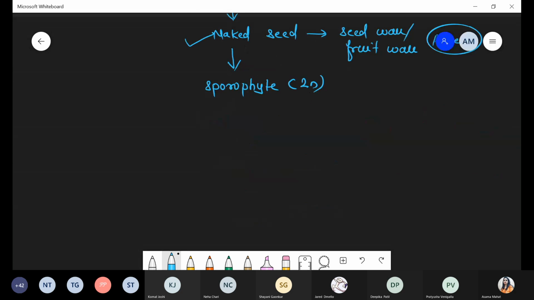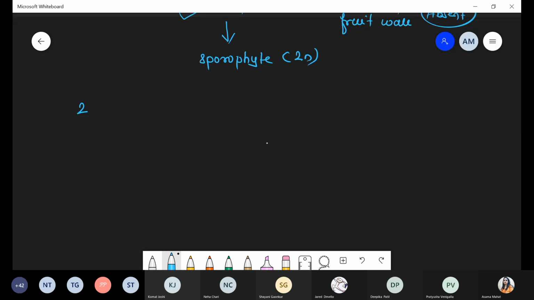Now, next point, the second point: what is the structure of the Pinus pollen grain? It's very important and again a favorite part. Just as we discussed, there is a presence of the microspore mother cell. The microspore mother cell undergoes sporic meiosis and produces the microspore, right? And that microspore is nothing but the pollen grain.